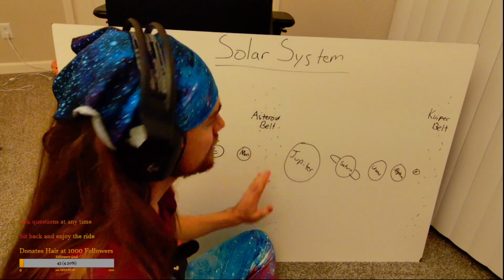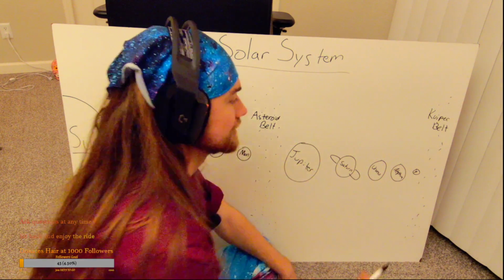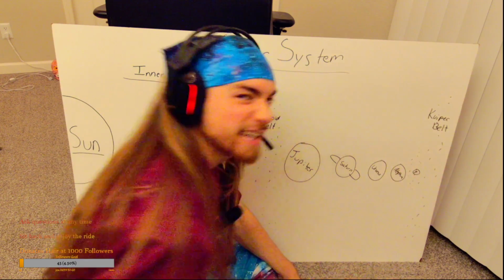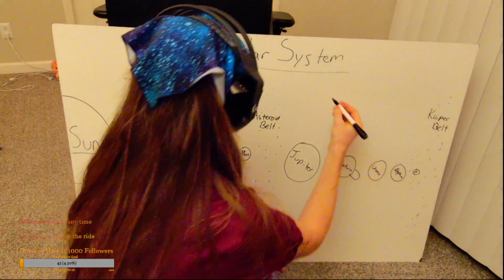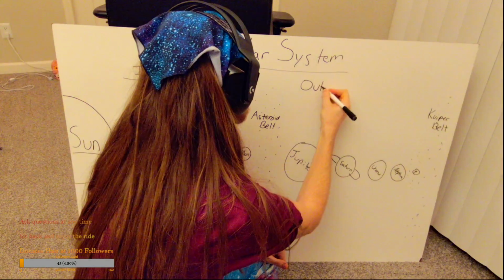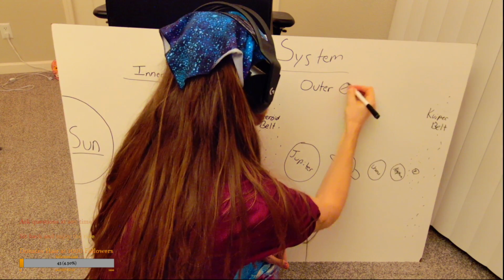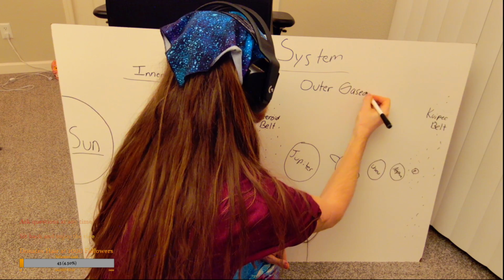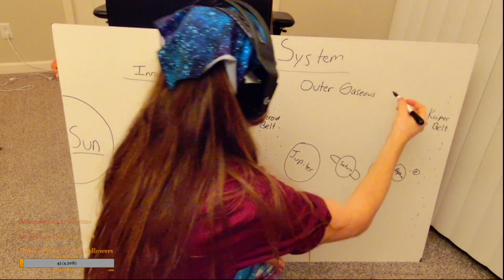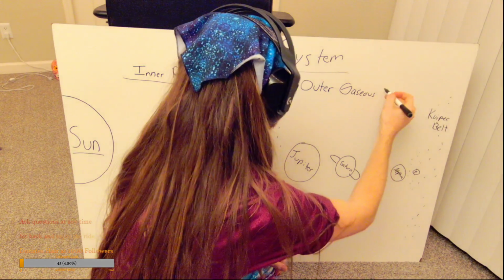So from the asteroid belt until the Kuiper Belt, and Pluto counts in this Kuiper Belt region, he's kind of dancing around in there. These 4 planets here are going to be our outer gaseous, or jovial, sometimes you'll hear jovial, outer gaseous giants.